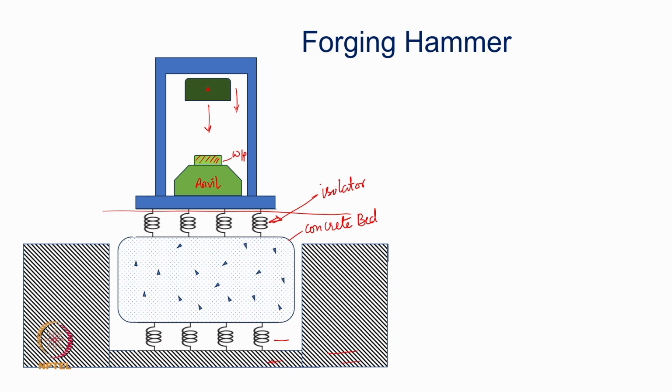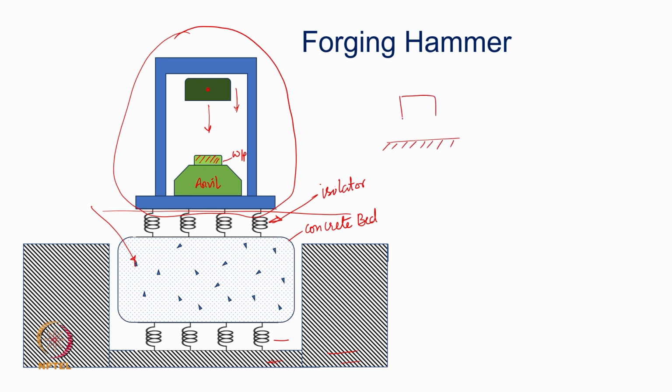So, based on the relative masses of the hammer and that of the concrete bed, you can model this either as a single degree of freedom system or a 2 degree of freedom system, right. Either assuming that the concrete bed is heavy enough and large enough, I can model this hammer to be a simple spring mass system like that.